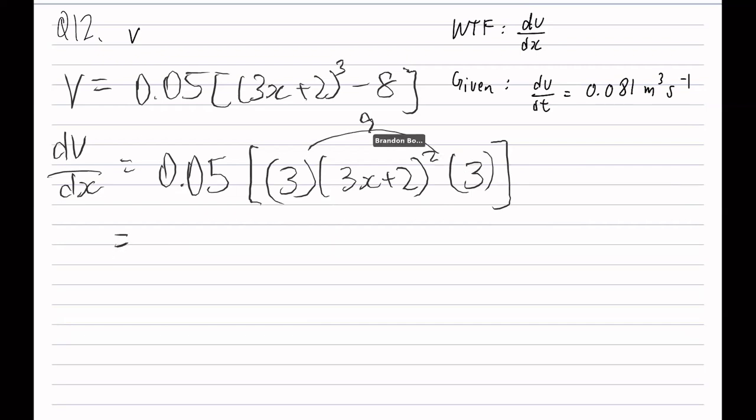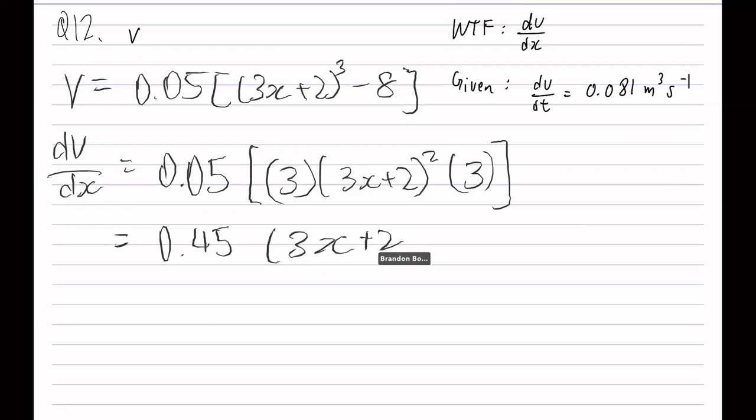Minus 8 becomes a 0. 3 is 9. 9 times 0.05, so 0.45. Is this right? Correct. Very good. Okay. Yes.